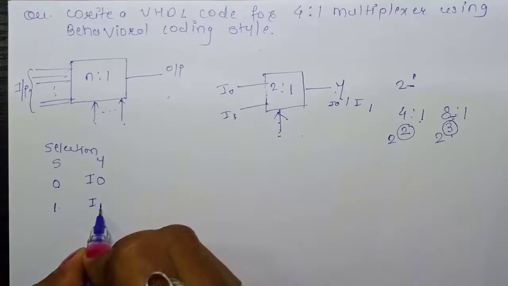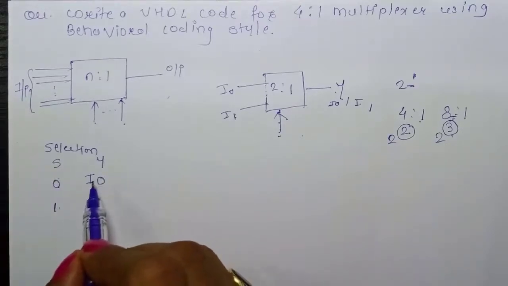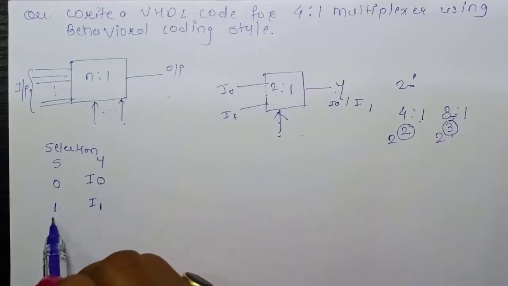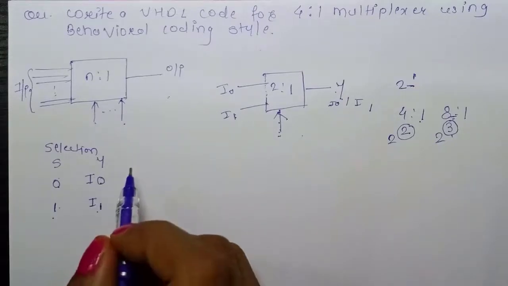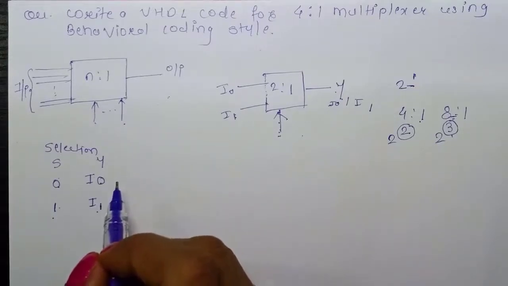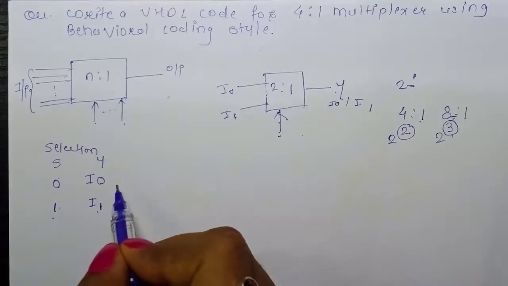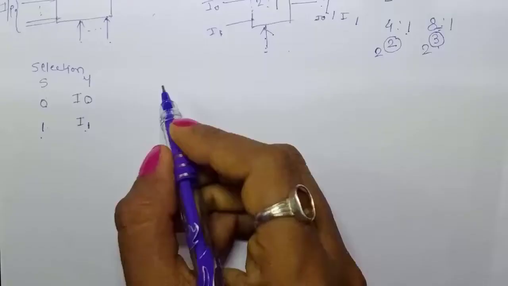So it means when the select line is 0 or low, then the output will be switched to I0 input, whereas if the select line is high, or we can say when the select line is 1, then the output will be switched to I1 input. So this is all about the 2:1 multiplexer. I hope you understand the basic idea of what is multiplexer and how many selection lines are there in multiplexer.